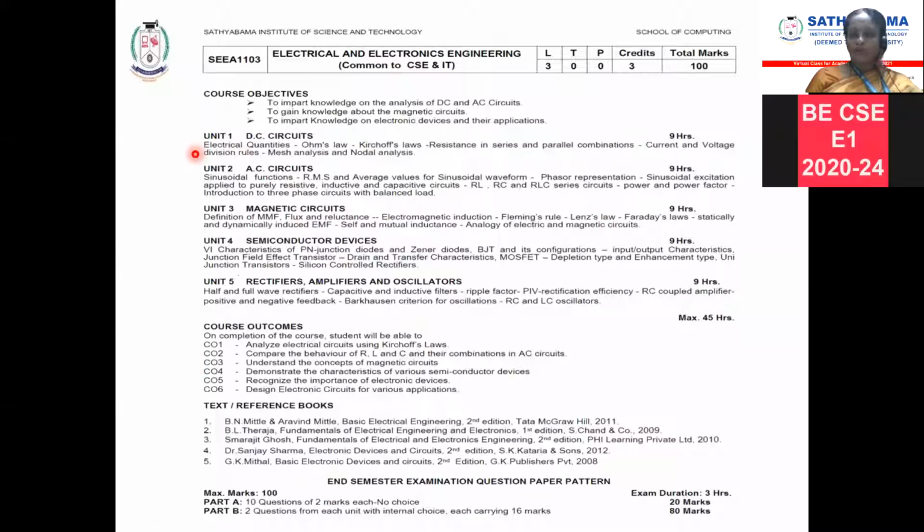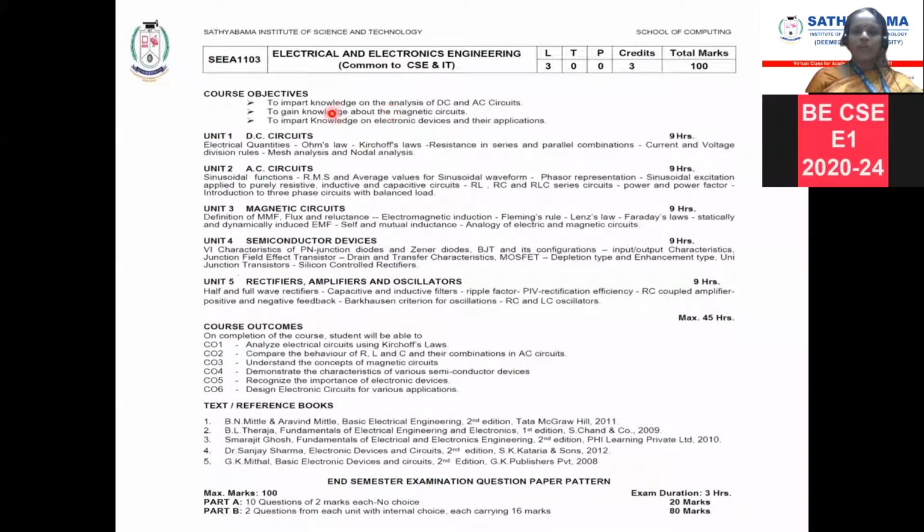So unit 1, DC circuits, direct current circuits, we have discussed. Before discussing unit 1, we saw what our course objective is. We all know your department is an NBA accredited department, so why you are learning this course is very, very important. First is to impart knowledge on the analysis of DC and AC circuits. We covered this course objective in the first 2 units.